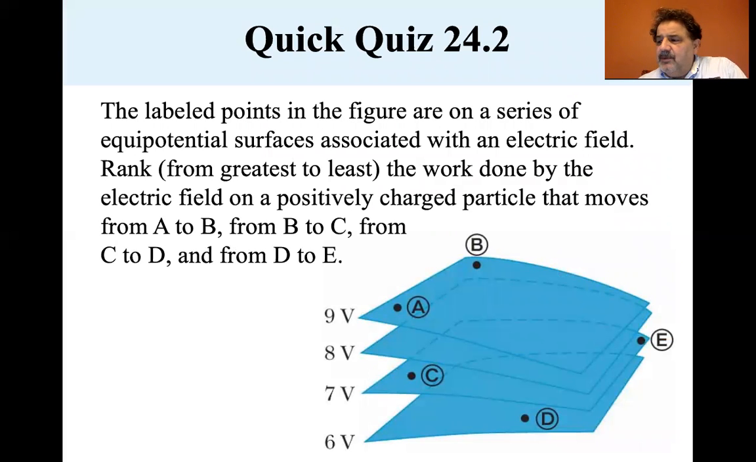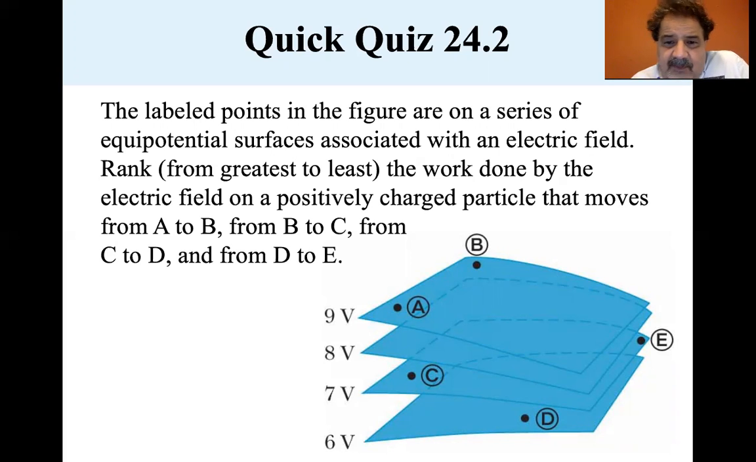The labeled points in the figure are on a series of equipotential surfaces associated with an electric field. Rank from greatest to least the work done by the electric field on a positively charged particle that moves from A to B, from B to C, from C to D, and from D to E.